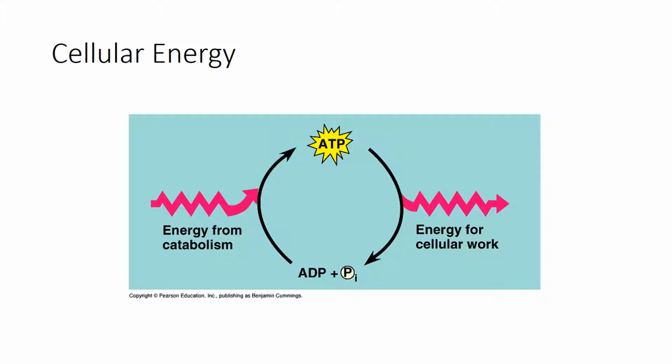Basically, the same thing is going to happen in cellular respiration, except the high energy electrons do not come from light, or I should say they don't get their energy from light. The high energy electrons come from the breakdown of the food that you eat. And that's it.